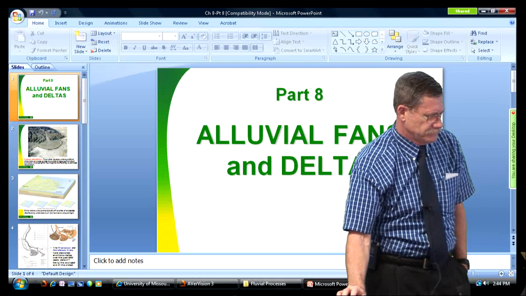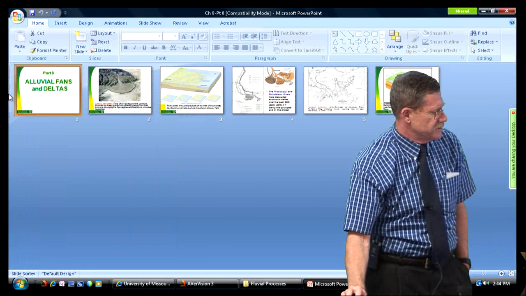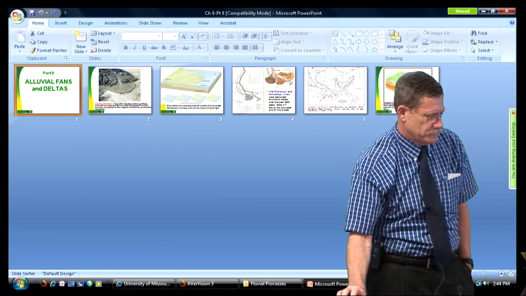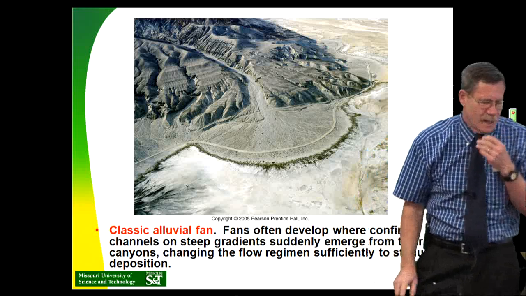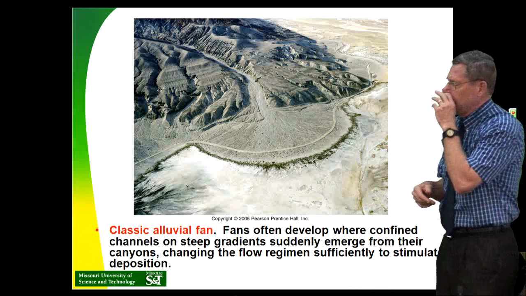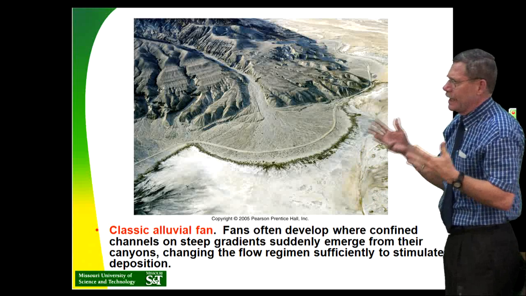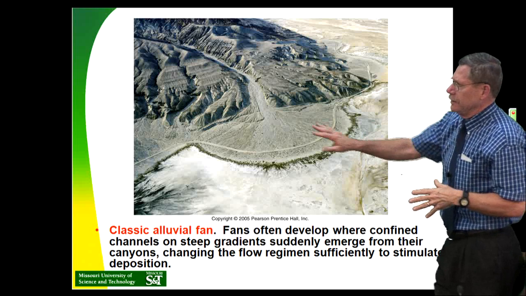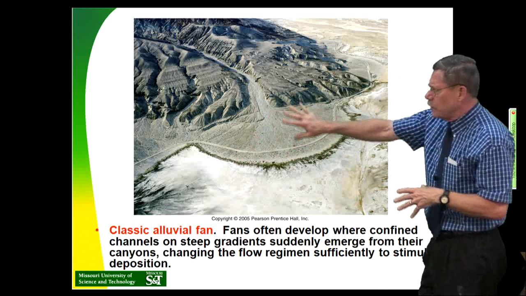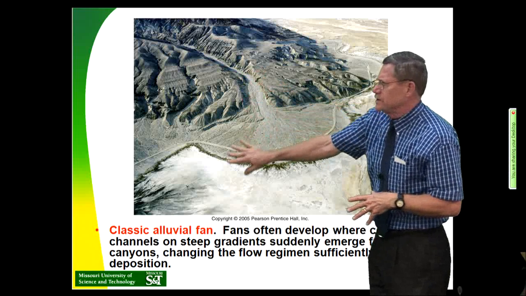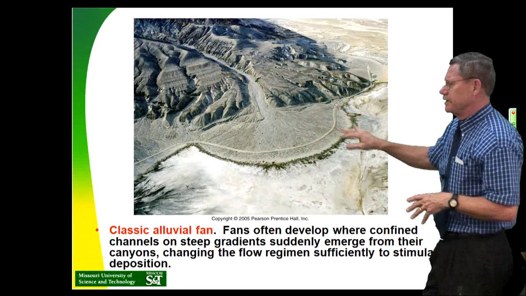Part 8. Alluvial deltas and fans. Now, there's a lot of things I want to tell you about alluvial fans. One is they're usually not alluvial. Usually they're deposited by debris flows, debris events. Then they're reworked by the water that comes down and reworks the debris fans.